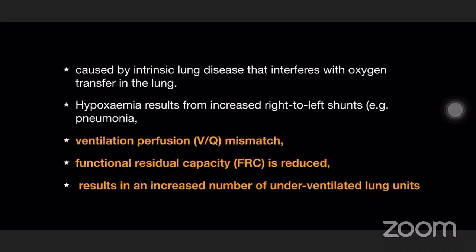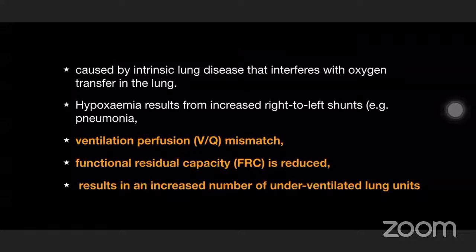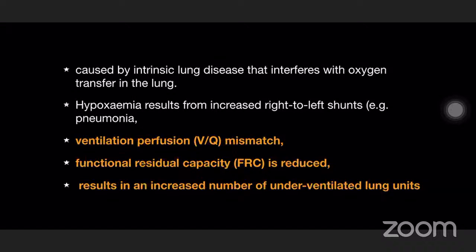This is caused due to three main reasons. The first reason is increased right to left shunts. So what is a right to left shunt? A right to left shunt is a cardiac shunt which allows blood to flow from the right side of the heart to the left side. So basically there's mixing up of the oxygenated blood and the deoxygenated blood. This is basically a congenital disorder. In type 1 respiratory failure, these increase.